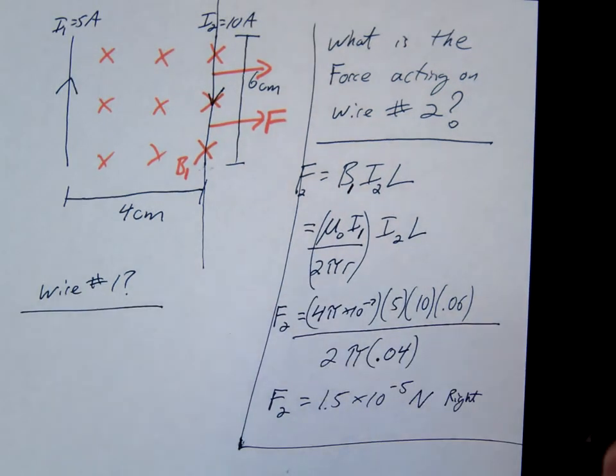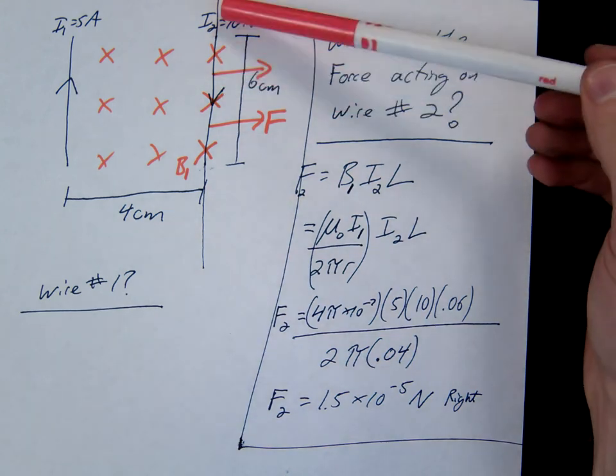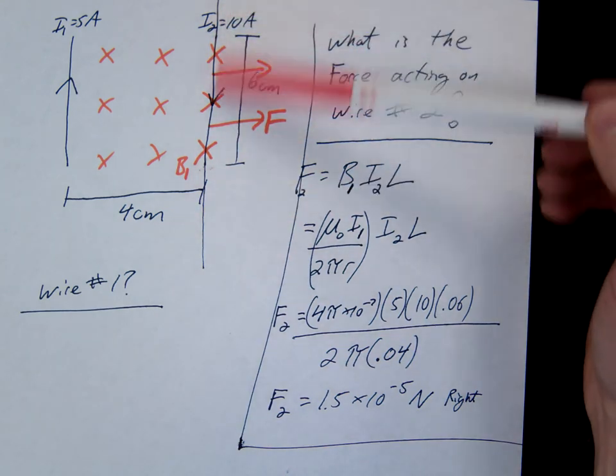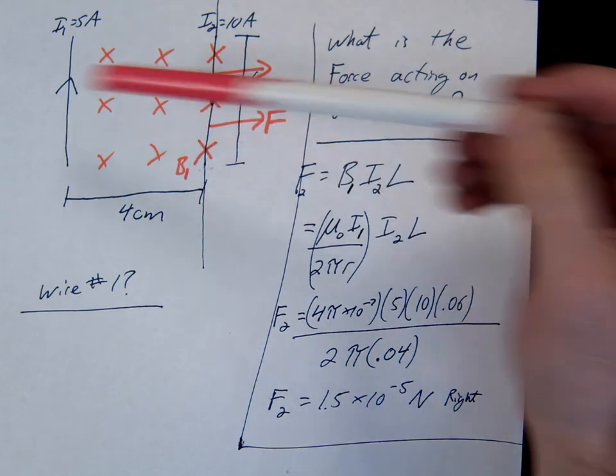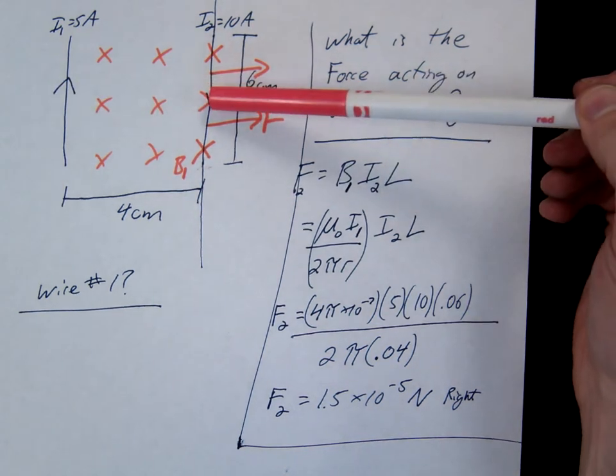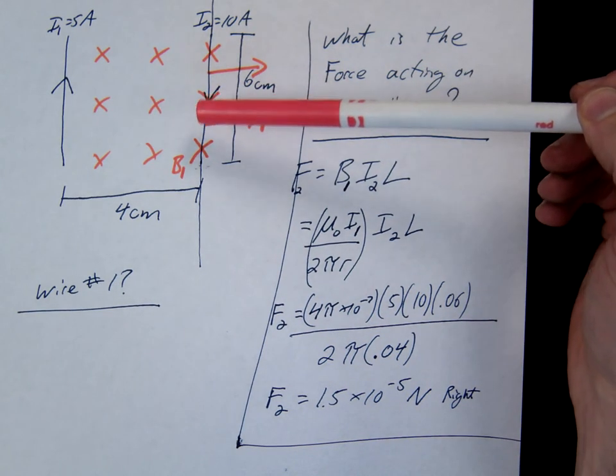Let's do the direction first. Why don't you guys figure out the direction? You have to do 2 right-hand rules to figure out the direction. So the first thing you want to do is find the B field created by I2. So why don't you do that? At this location, find the B field from I2.